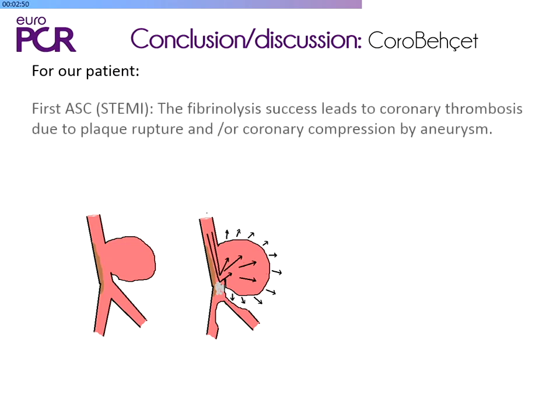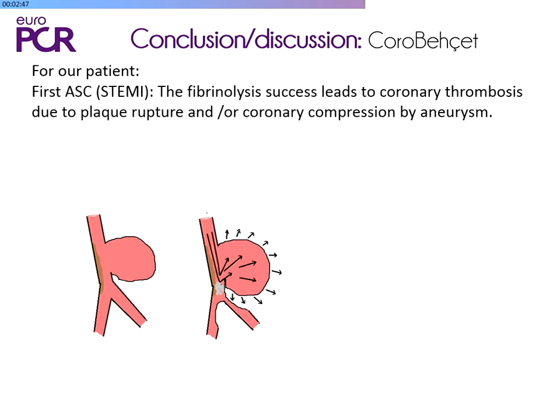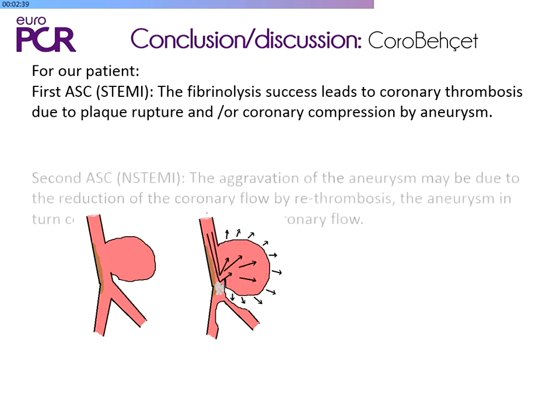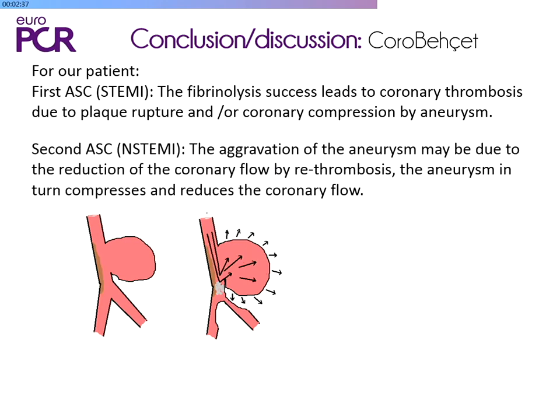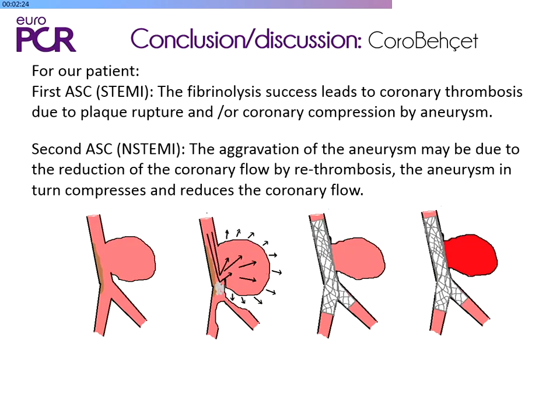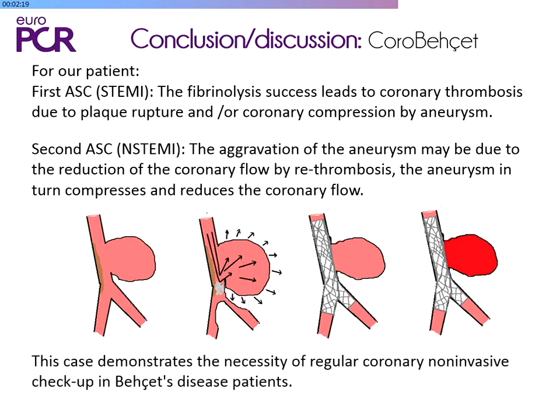For our patient, in the first ACS, the fibrinolysis success leads to coronary thrombosis due to plaque rupture and or coronary compression by the aneurysm. For the second ACS, the aggravation of the aneurysm may be due to reduction of the coronary flow by rethrombosis. The aneurysm in turn compresses and reduces the coronary flow. And this is what happened after culotte. The aneurysm is small and then it clots. This case demonstrates the necessity of regular coronary non-invasive checkup in Behçet disease patients.